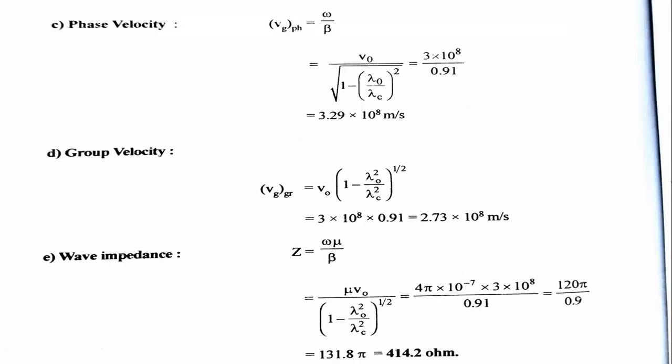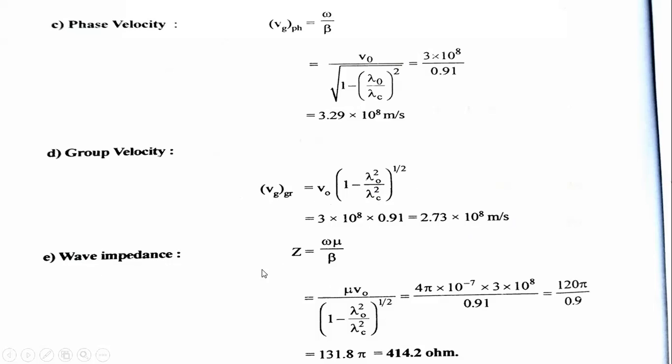Phase velocity is omega by beta, which is v0 divided by the root of 1 minus lambda 0 divided by lambda c whole squared. Substitute the value of v0, the velocity of light, and the beta you calculated, 0.91, as we have seen in the above slide. After calculating the numerator and denominator, you will get this value in meters per second. Group velocity is v0 times the root of 1 minus lambda 0 squared by lambda c squared. These are derived formulas, so keep them as they are. So 3 into 10 to the power 8 times 0.91 gives 2.73 into 10 to the power 8 meter per second.